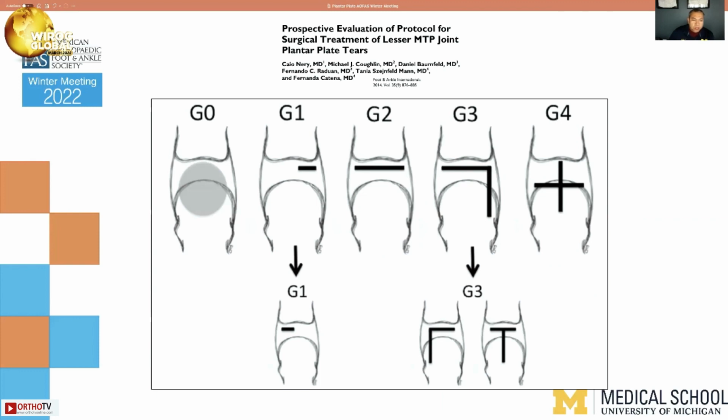Now, we're talking about plantar plate tears. It comes in a lot of different flavors, ranging from a grade 0, which is a stretched plantar plate. And then your grade 1s are the partial tears. And as you go to grade 2, 3, and 4, we see larger and larger tears.